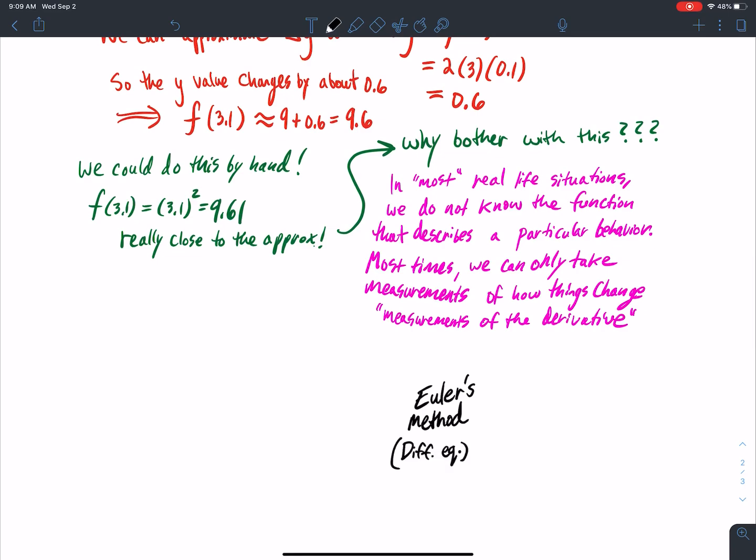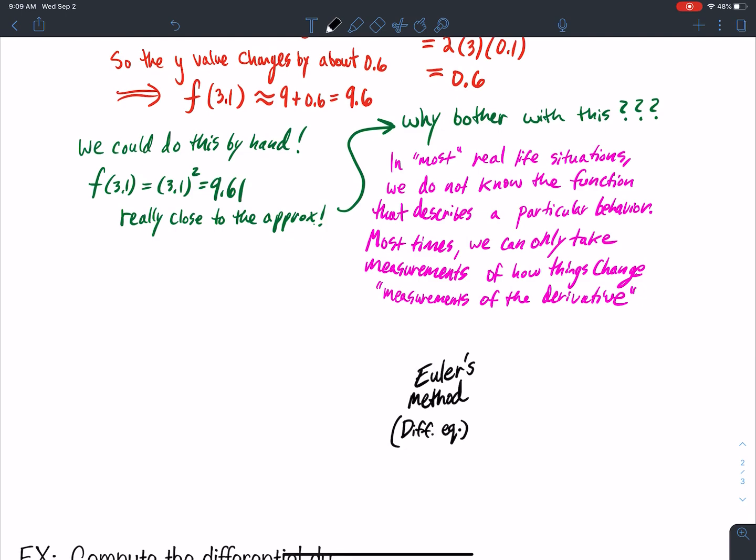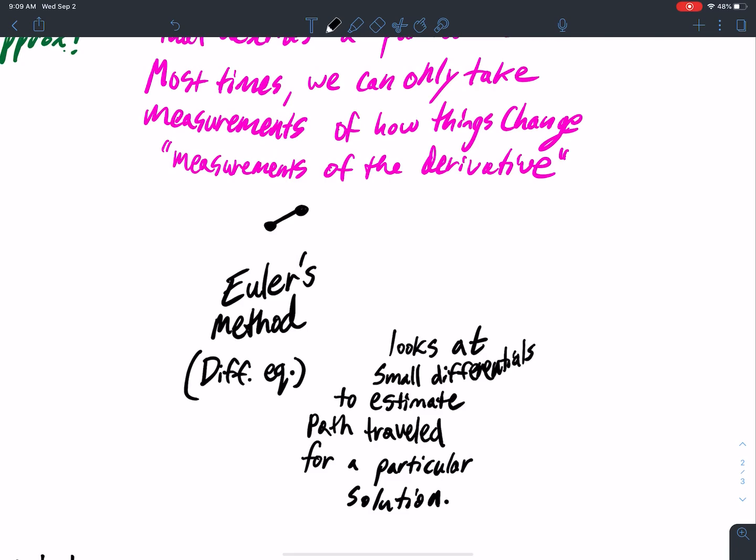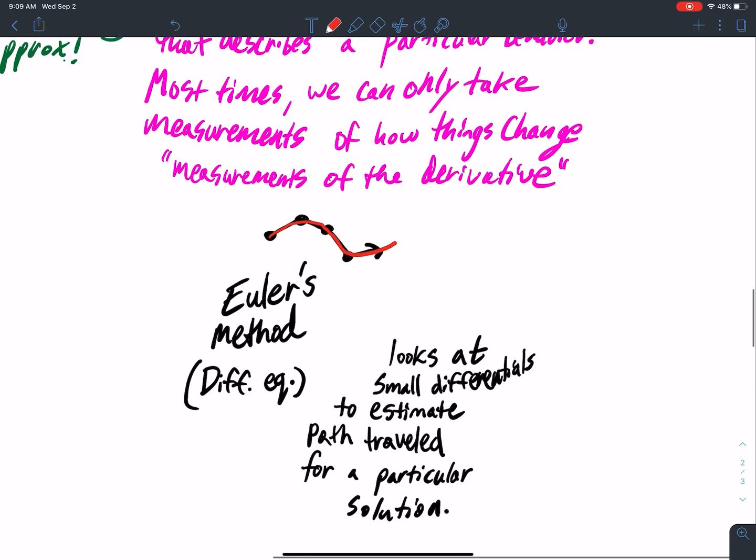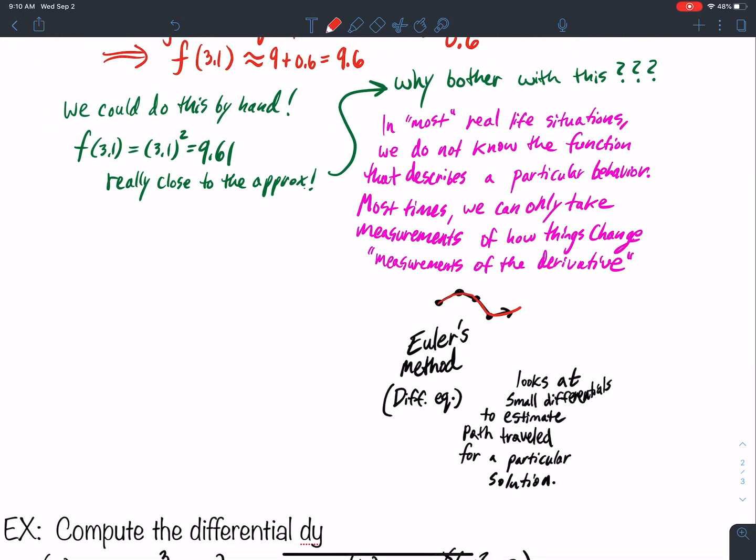So Euler's method is a method that you will learn more about in differential equations, but this looks at small differentials to estimate the path traveled by some particular solution. So we have some particle, and we take a little differential going in one little step there, and then we take another differential, and another, and another, okay? So maybe the original path was like this, and this black path here is the estimate of that true path, all right? And it's a pretty good estimate. The smaller your differential steps are, the more accurate you will be, okay?